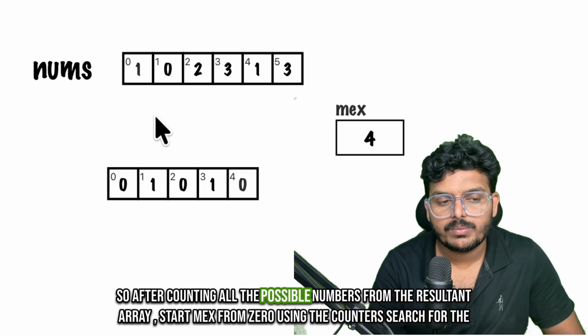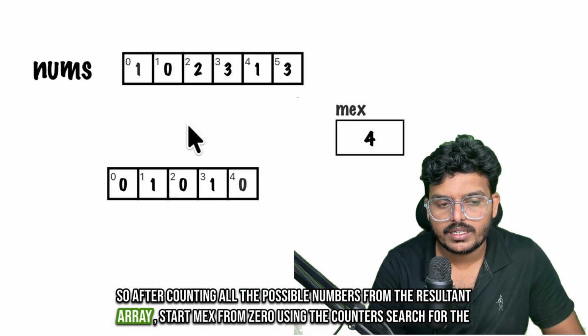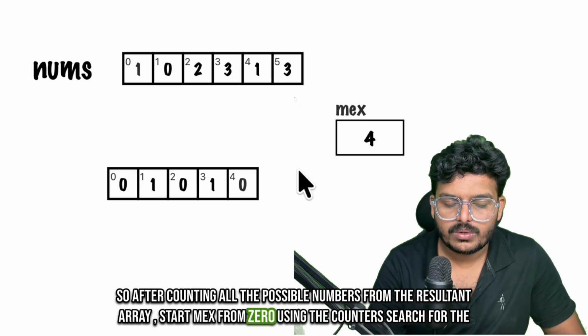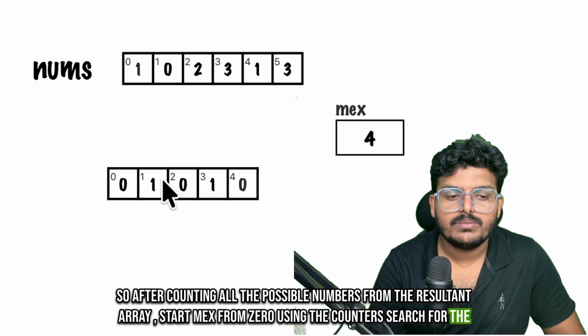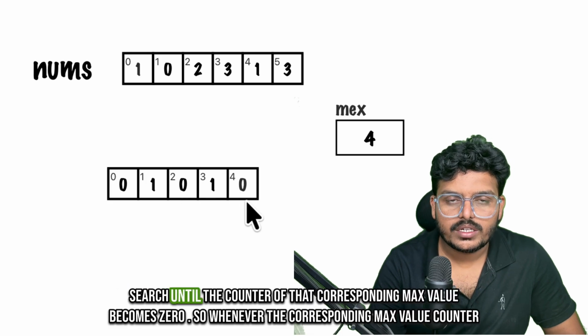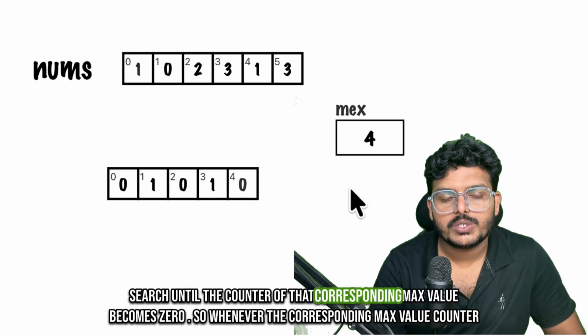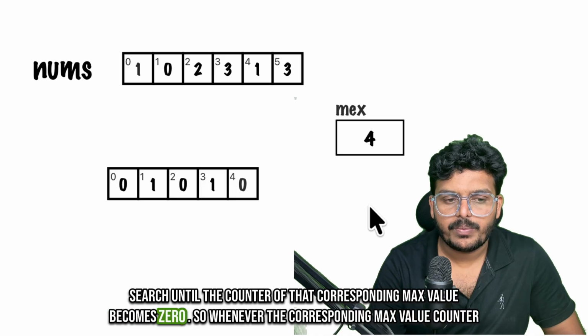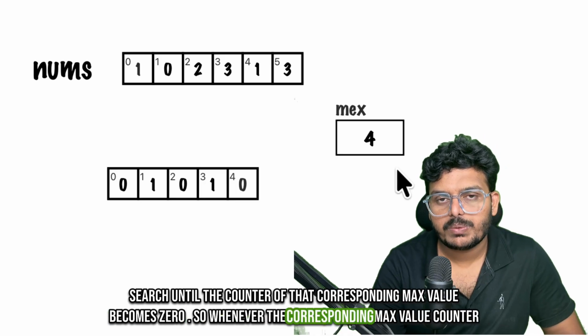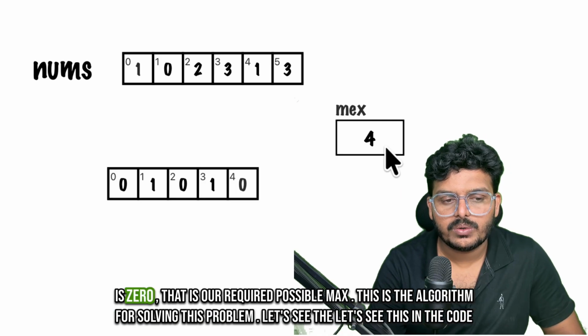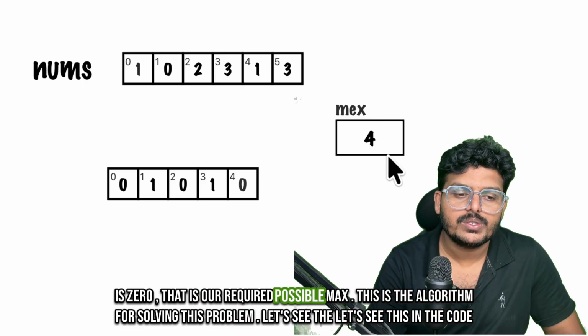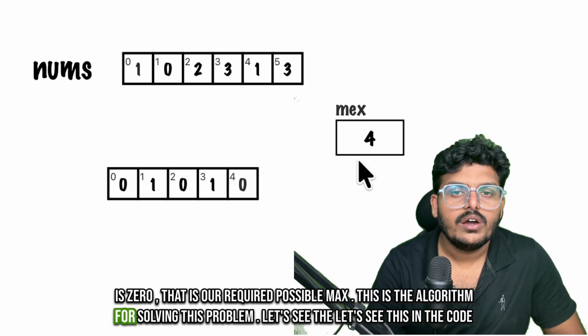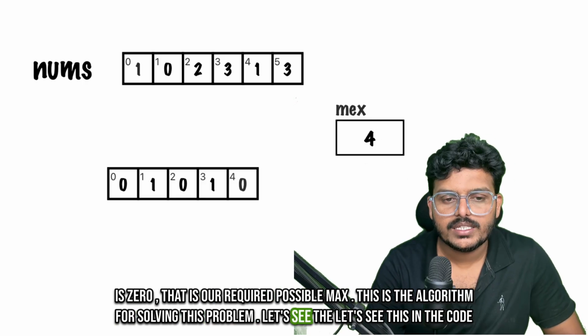So after counting all the possible numbers from the resultant array, start MEX from 0. Using the counter, search for the MEX value. Search until the counter of that corresponding MEX value becomes 0. Whenever the corresponding MEX value counter is 0, that is our required MEX. This is the algorithm for solving this problem. Let's see this in the code.